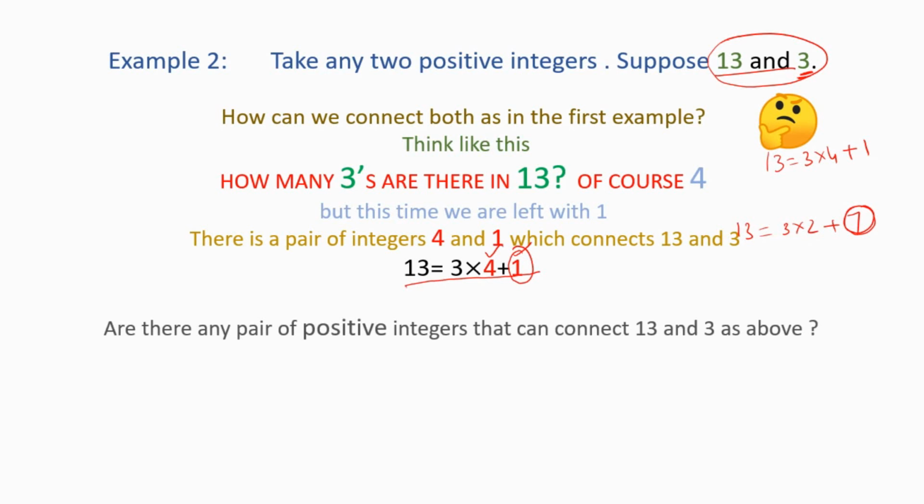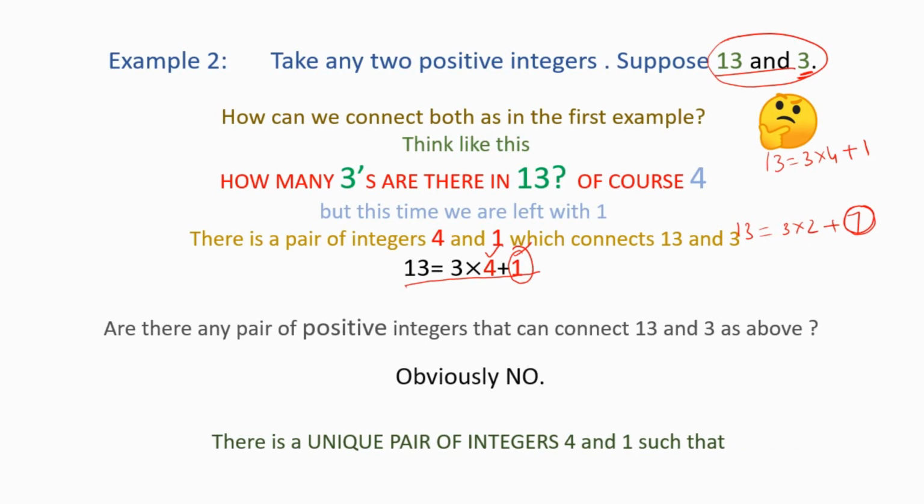Are there any pair of positive integers that connect 13 and 3 as above? Can you find one more pair like that? You cannot. Obviously no. That's why there is a unique pair of integers 4 and 1 such that 13 equals 3 into 4 plus 1. And this 1, the thing that had been left, is either 0 or must be less than 3. That's why 1 is obviously less than 3.